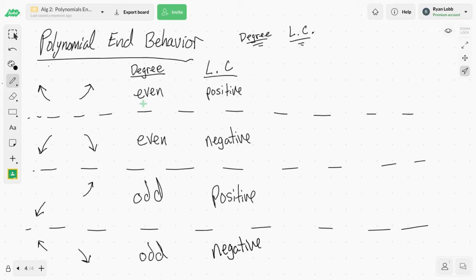So what you want to have in your mind when you're doing this is, if the degree's even, both sides are doing the same thing. If the degree's odd, both sides are doing opposite things. And how do you know what they're doing?